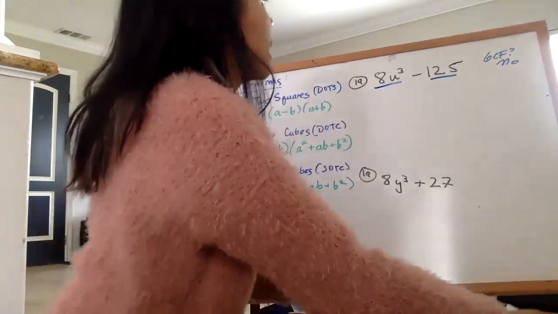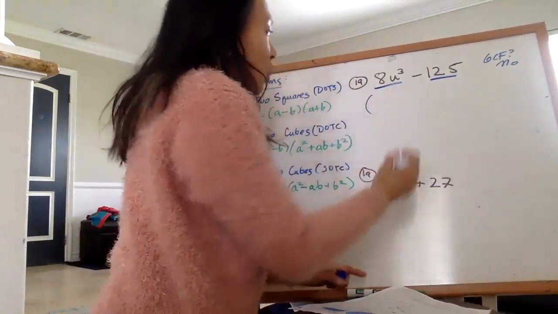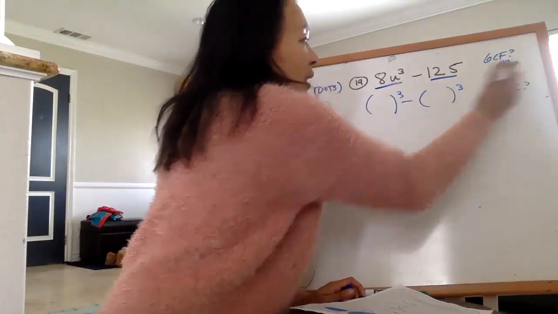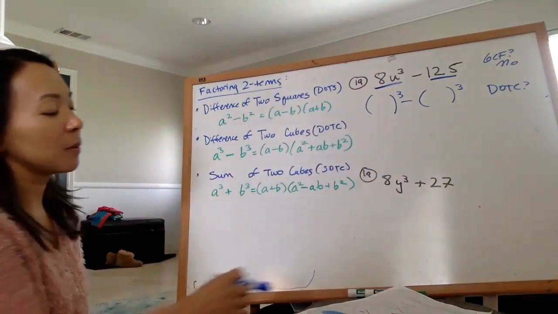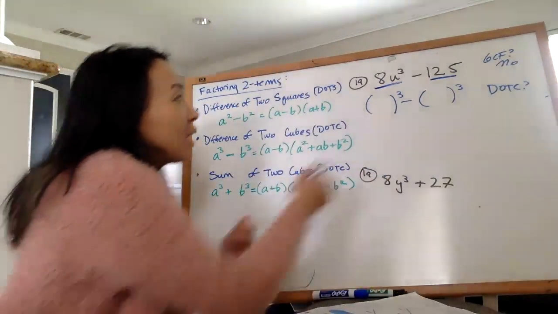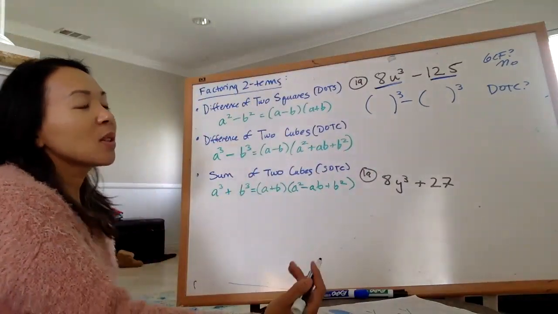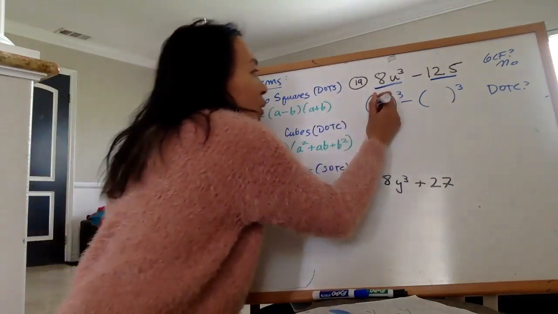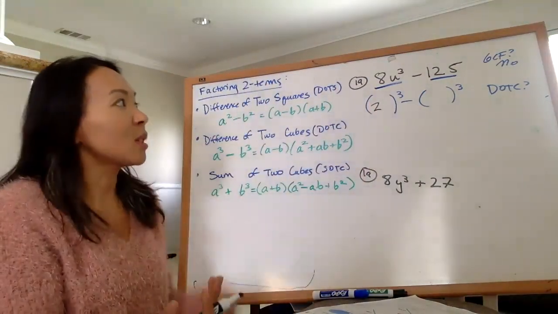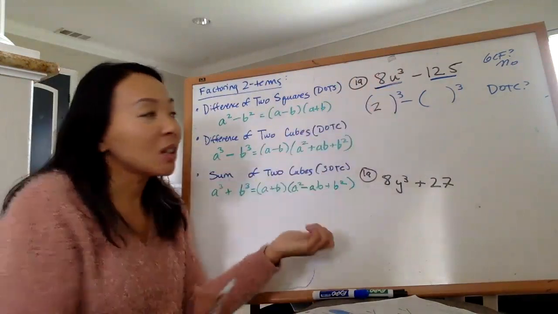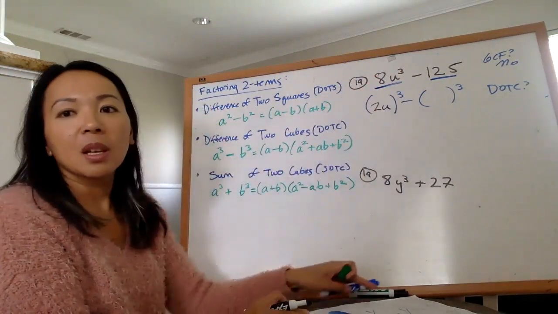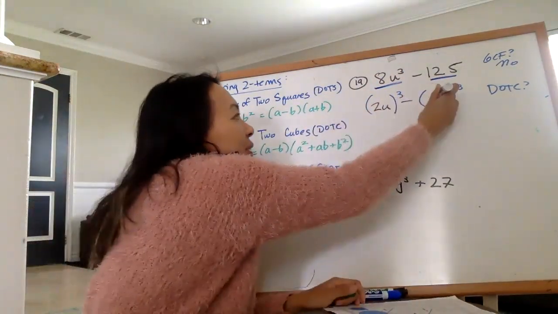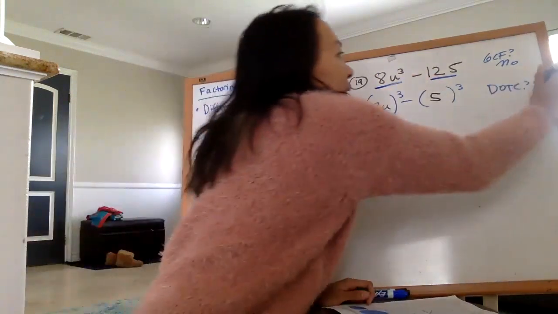A DOTC is in the form where something cubed minus something cubed. So my question is, is this a DOTC? Is it the difference of 2 cubes? When I look at 8u cubed, what's being cubed? The number 8, what number cubed will give me 8? The answer is 2. 2 times 2 times 2 gives me 8. U cubed, what's being cubed? The u. 125, what is being cubed to give me 125? 5. Awesome. So yes, it is a DOTC.